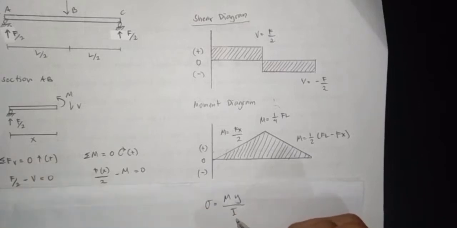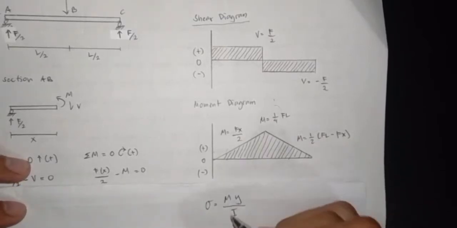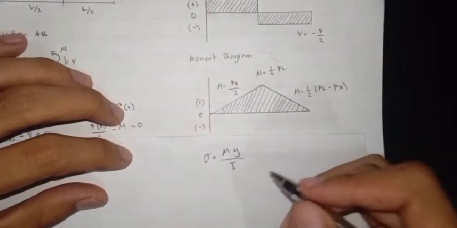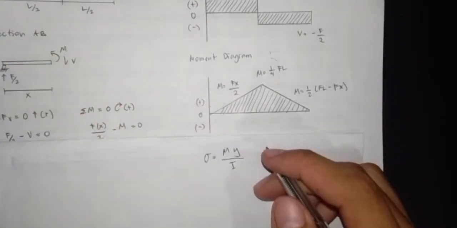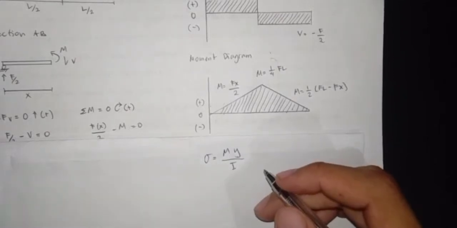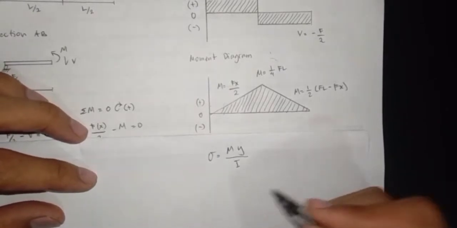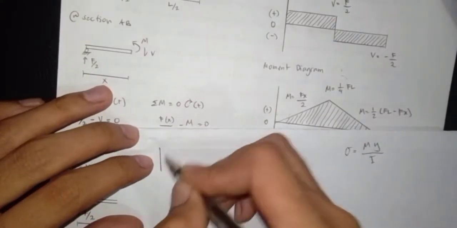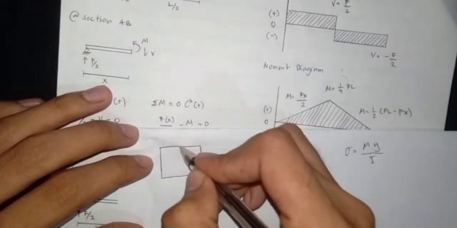and the area moment of inertia about the z-axis. So the problem is we don't have the value of the y and I yet. So to get the value of y, we will look at the z and y axis of the beam. So this is the y and z axis of the beam.